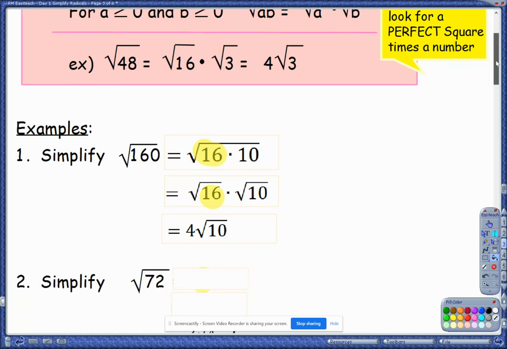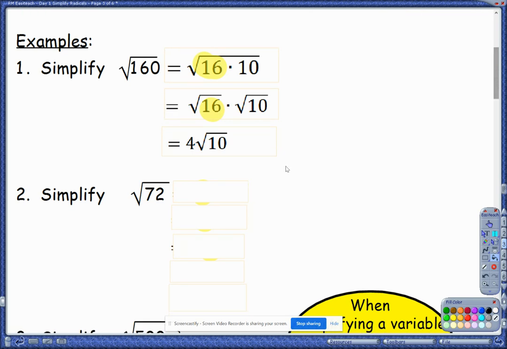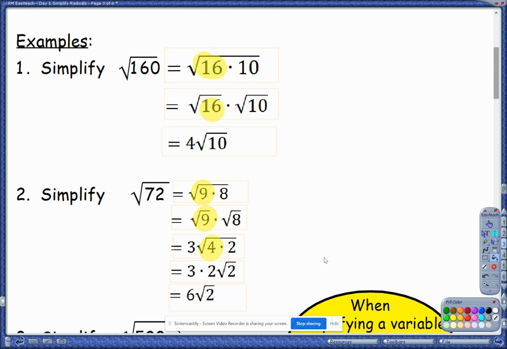Here's the next one. What is radical 72? So I'm going to break it up into a perfect square times a number, which is 9 times 8. And then I separate it, and radical 9 we know is 3. However, 8 also contains a perfect square, so it's 4 times 2 is 8. So it becomes 3 times 2 radical 2, which becomes simplified to 6 radical 2. Remember, whatever you leave inside the radical should not be able to simplify any further. There should be no more perfect squares in there.